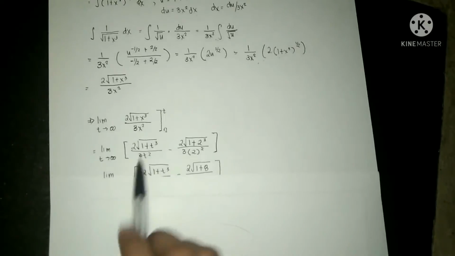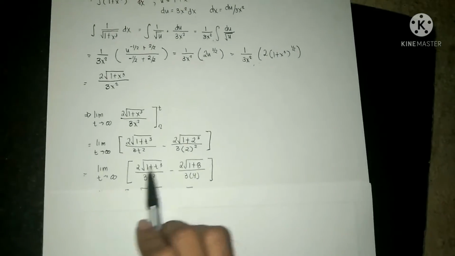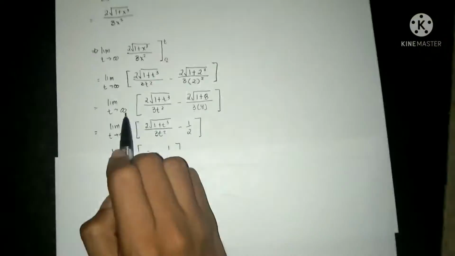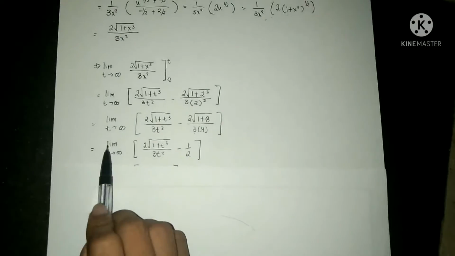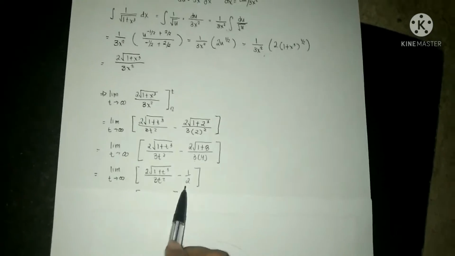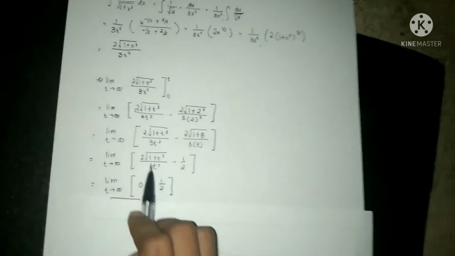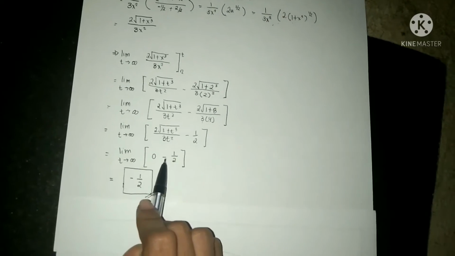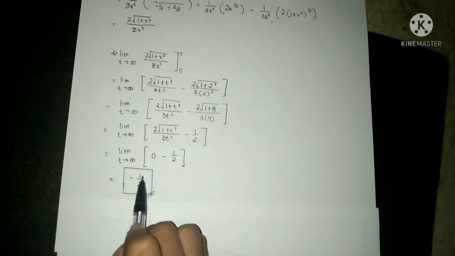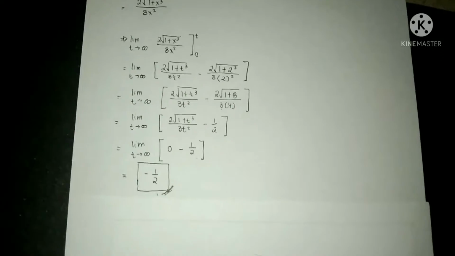Limit of 2 square root of 1 plus t cubed over 3t squared minus 2 times the square root of 1 plus 2 cubed, which is 8, over 3, 2 times 2 is 4 as t approaches positive infinity. So, next is limit of 2 times the square root of 1 plus t cubed over 3t squared minus 1 half. So, magiging 0 na ito. Mas matitira is 1 half. So, the limit of 0 minus 1 half as t approaches positive infinity is negative 1 half. So, this is the final answer.